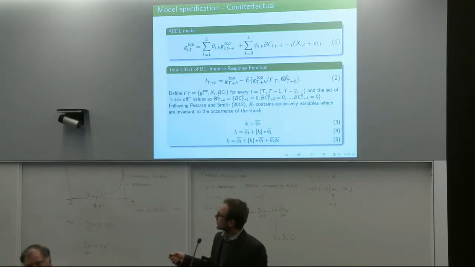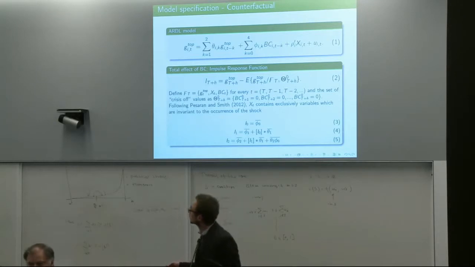And we use a very simple ARDL model, which is an autoregressive distributed lag model, where G_it^top means the growth rate of top income shares for country i at time t. BC_it is the banking crisis dummy variable for country i at time t. X_it is a vector of controls, which we'll be talking about later. U_it, obviously, is the error term.